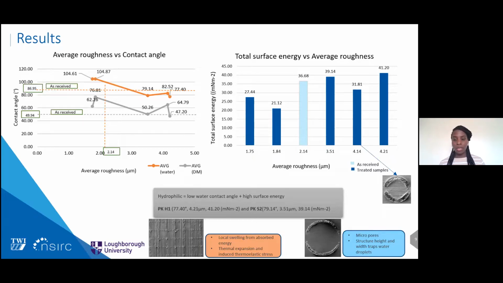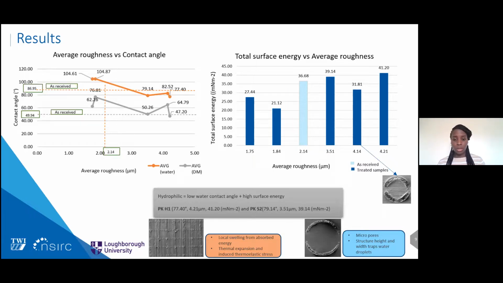There is no clear trend, but we can see that to the right of the as received material, in the light blue bar, those were the 3 samples that showed reduced contact angle from the first graph. We now notice that one of these surfaces, which was at a roughness of 4.14 microns, gave a lower surface free energy compared to the as received material, which we're using as our benchmark. From further observation, we can attribute this reduced surface free energy to the size of the features that were produced not being wide enough to trap the water droplets.